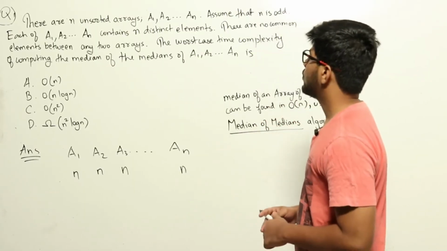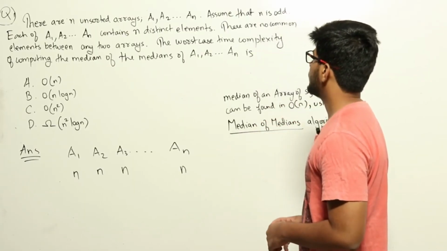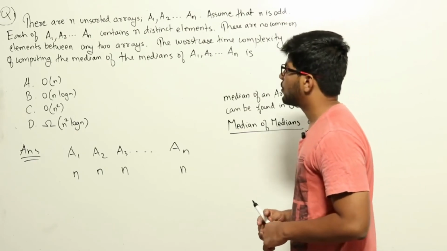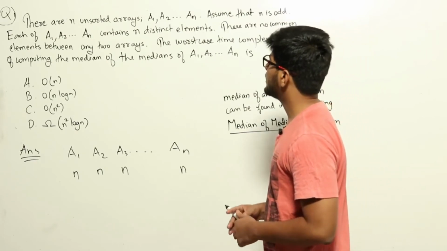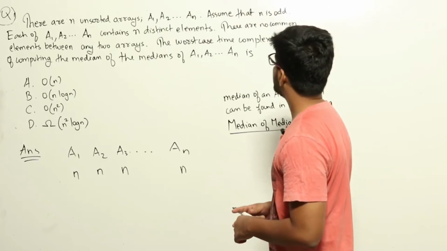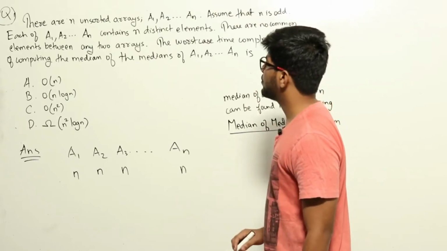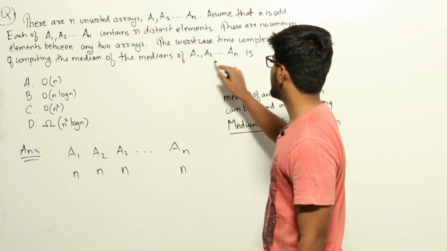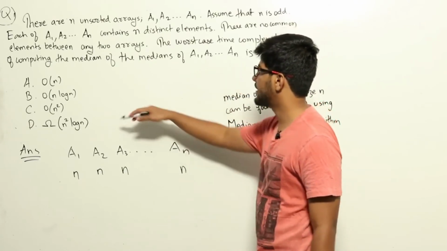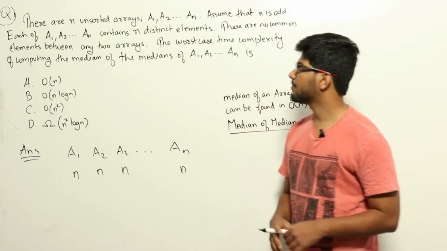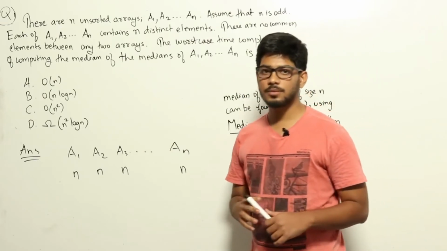There are n unsorted arrays A1, A2, etc. up to An. Assume that n is odd. Each of A1, A2, An contains n distinct elements. There are no common elements between any 2 arrays. The worst case time complexity of computing the median of medians of A1, A2, etc. up to An is dash. 4 options are given here. So this is a question from the algorithms section.